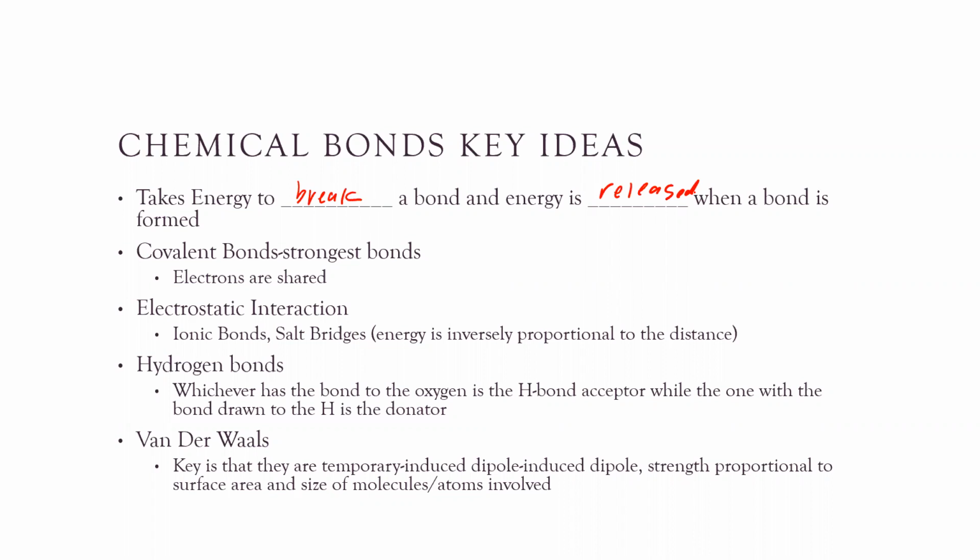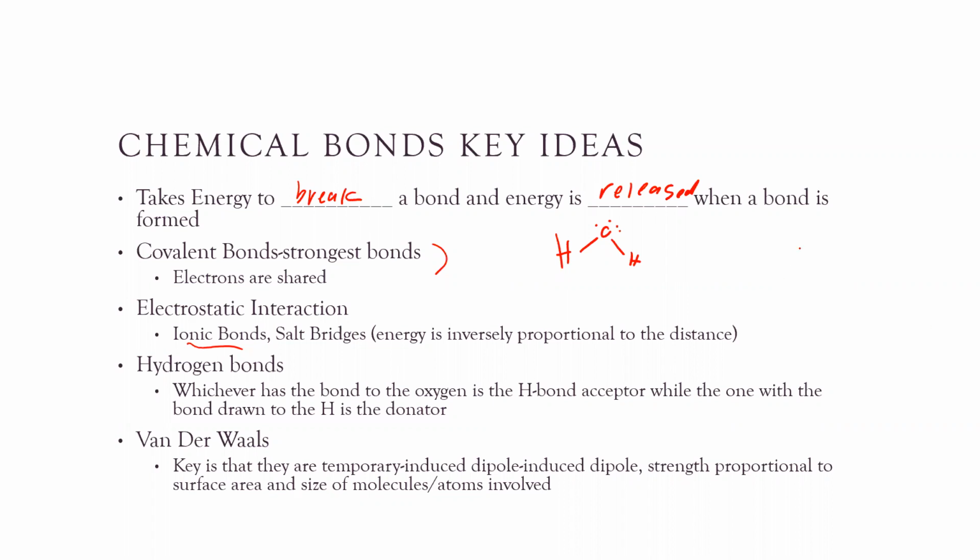But okay, covalent bonds, these are your strongest ones. Electrons are shared, right? That's what these little sticks mean. Okay, I'm sure you all know that. Electrostatic interactions, the 2 that you're going to need to know are going to be ionic bonds, right? So in ionic bonds, electrons are transferred, right?